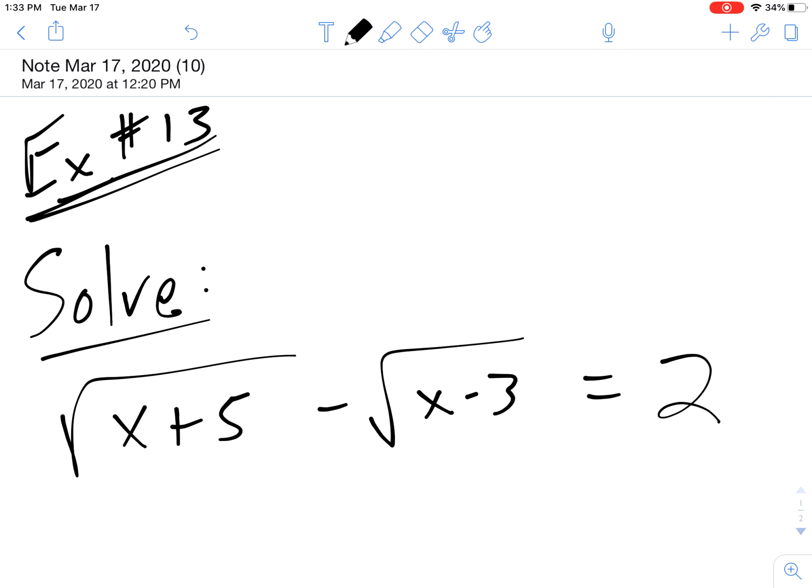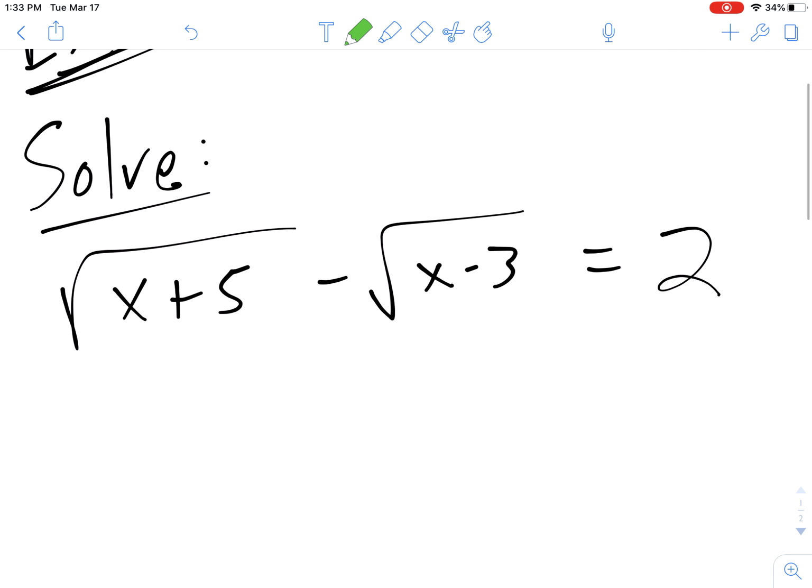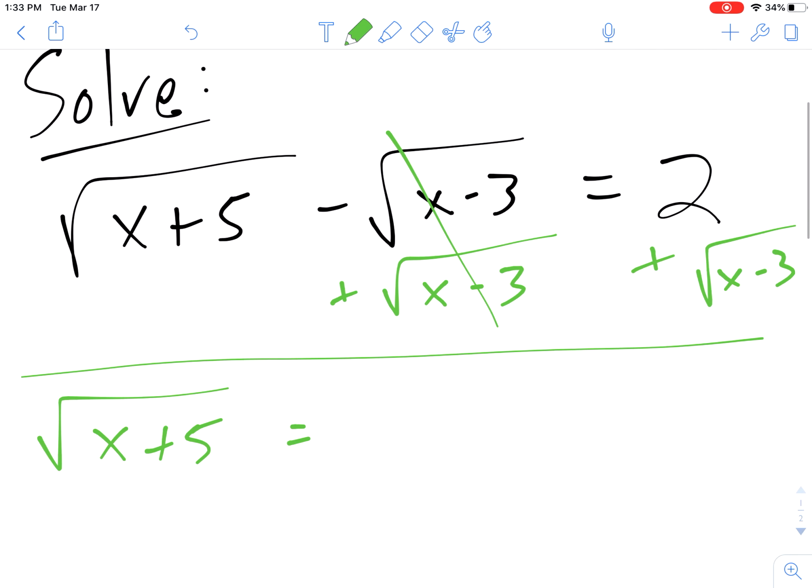Okay, this is the final example for section 3.4. So it's similar to the previous one. The first step would be to add this radical expression to the other side. You just want to get one of the radical expressions isolated. And I usually choose just to leave the one on the left.